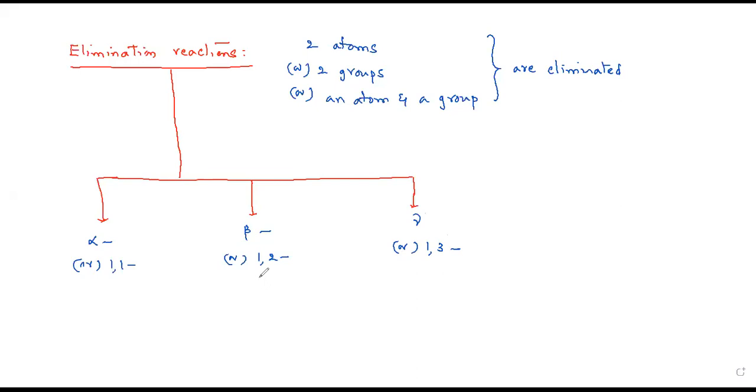Okay, now this beta is further classified into E1 eliminations, then E2 eliminations, and of course E1CB eliminations, elimination unimolecular conjugate base reactions. So this is the overall classification of elimination reactions. Alpha, beta, gamma. Beta are further classified into E1, E2, E1CB. Okay, let's see them in detail.